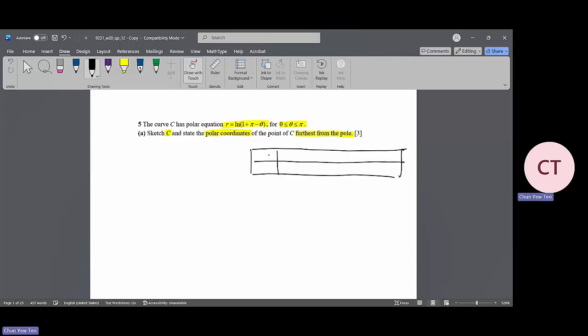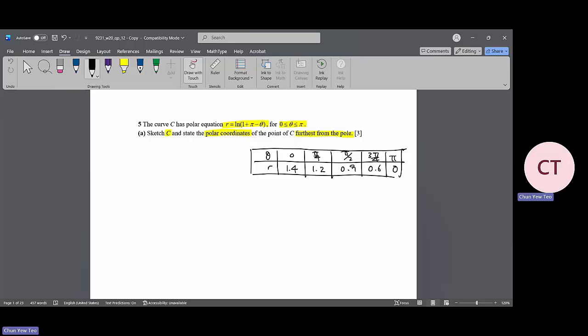So this will be theta, and this is the r. The theta can start from 0, and then maybe pi over 4, pi over 2, 3 pi over 4, and then until pi. So when theta equals 0, if you use a calculator, press the value and leave it to 1 decimal place, it is around 1.4, 1.2, 0.9, 0.6, and then 0.